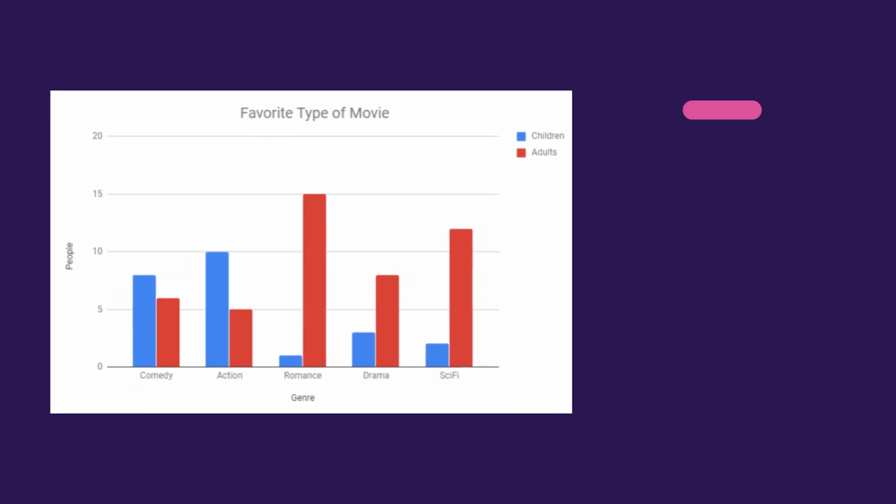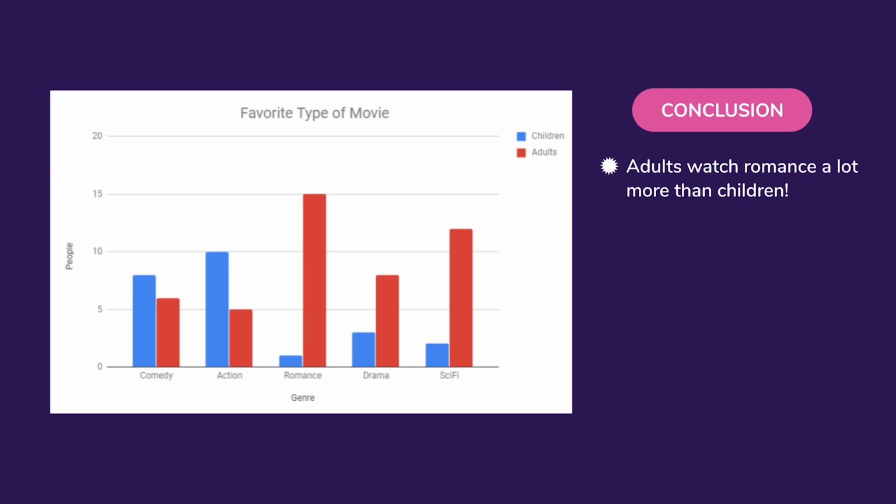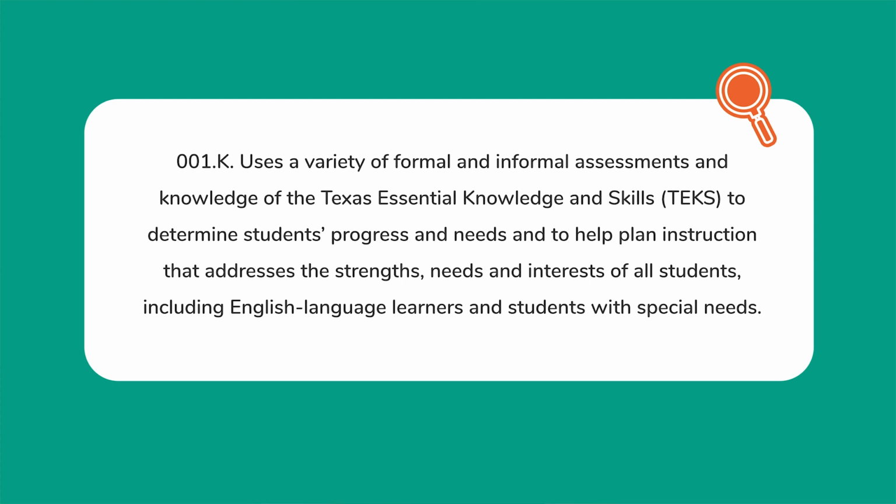Now, usually, when you're given one of these graphics, you have to look at it, draw a conclusion, and answer a question. Last, there's pedagogy. This means you'll get questions about teaching social studies. Let's take a look at standard K from this competency. The beginning teacher uses a variety of formal and informal assessments and knowledge of the TExES Essential Knowledge and Skills, TEKS, to determine students' progress and needs and to help plan instruction that addresses the strengths, needs, and interests of all students, including English language learners and students with special needs.